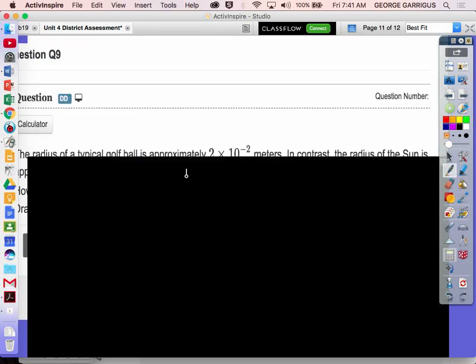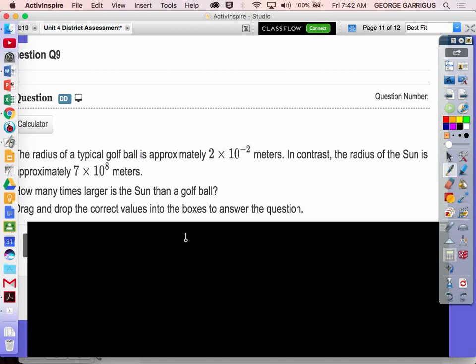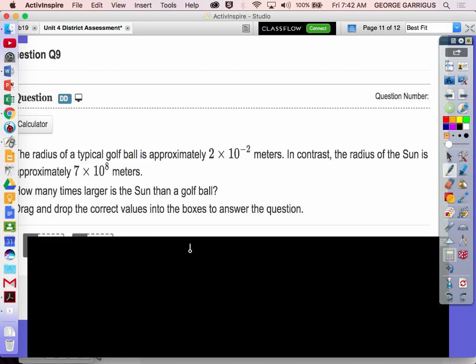Question 9, almost to the end here. The radius of a typical golf ball is approximately 2 times 10 to the negative 2 meters. In contrast, the radius of the sun is approximately 7 times 10 to the 8th meters. How many times larger is the sun than a golf ball? Now, this is important because they're relating the sun to the golf ball. So the sun we know is 7 times 10 to the 8th. And then you're comparing them as a ratio.